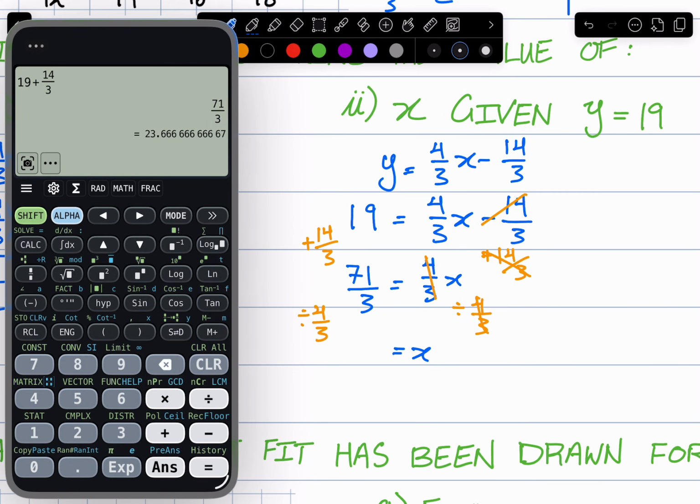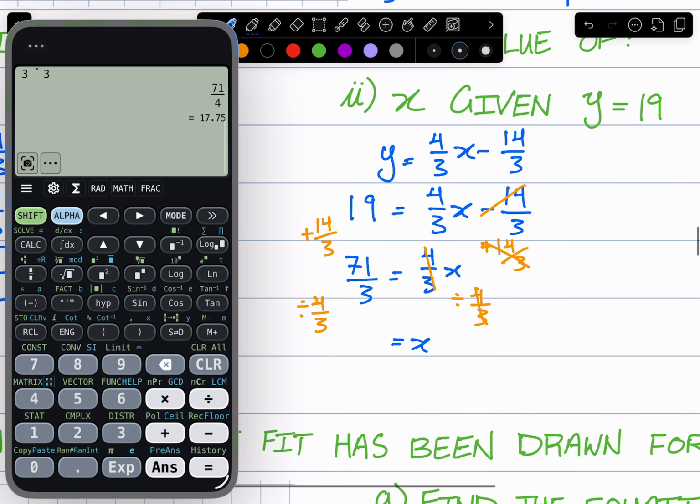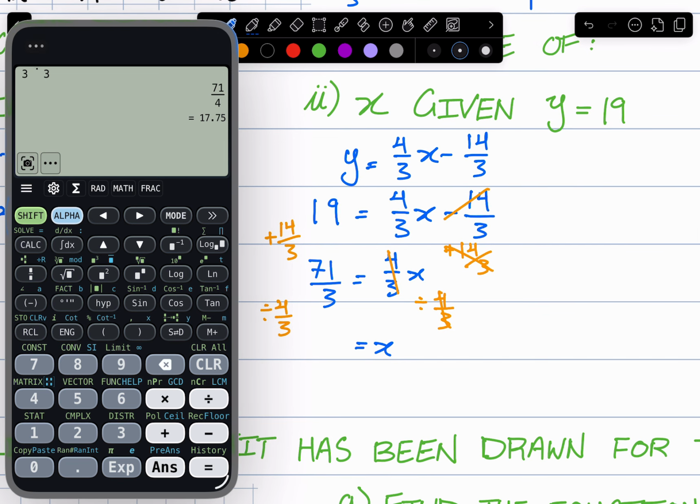And so we can calculate that. Our answer, 71 on 3 divided by 4 on 3, gives us a nice 17.75 or 71 on 4.